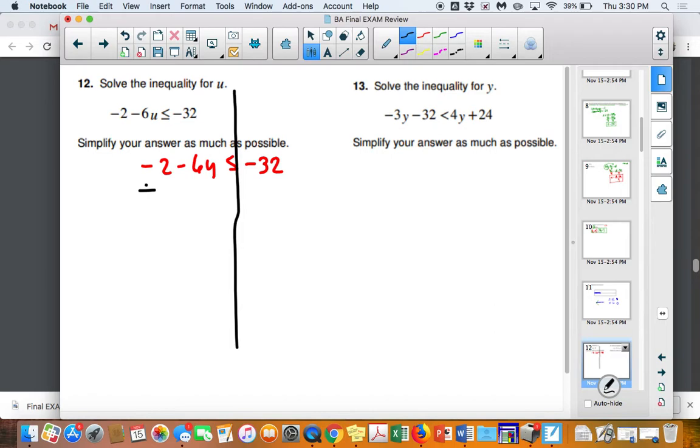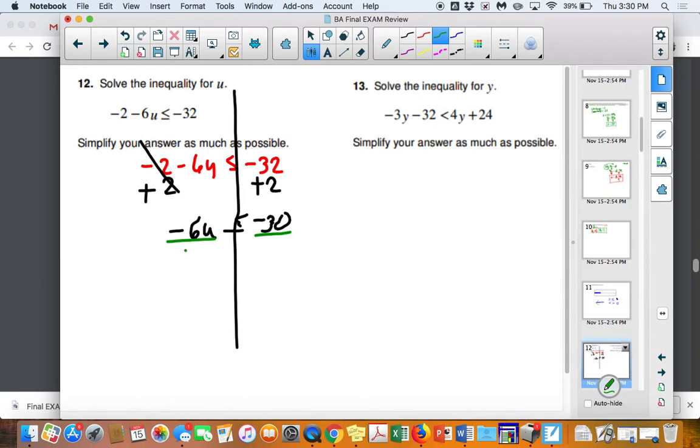Just don't forget that that's less than or equal to. We're solving for, what is that, u? Mine looks like a y, but add 2 to both sides. That's going to be a negative 6u less than or equal to negative 30. Okay, now please, please, please show your steps, because showing your steps should help trigger your brain to remember things.